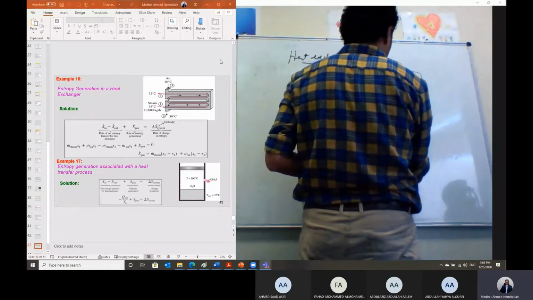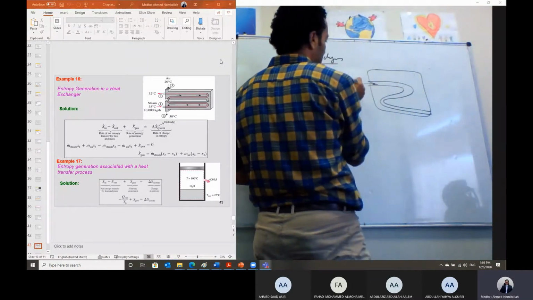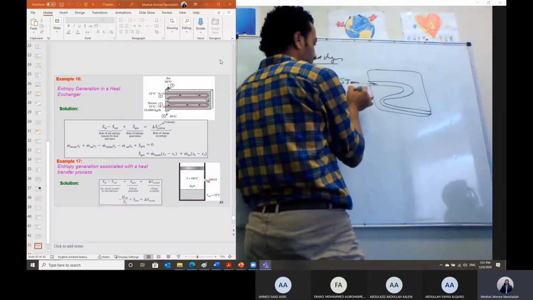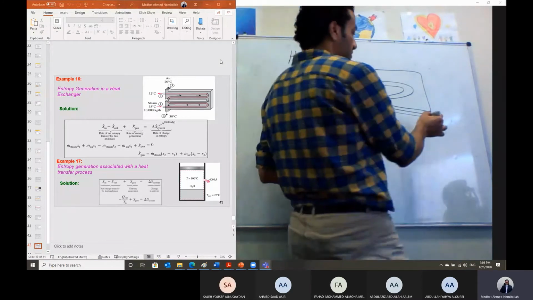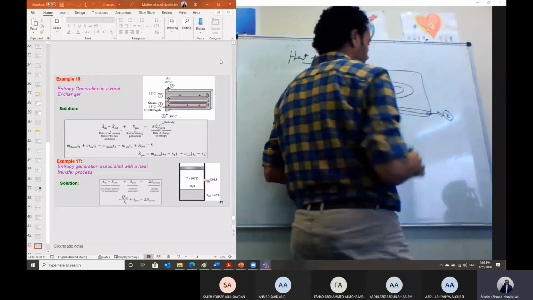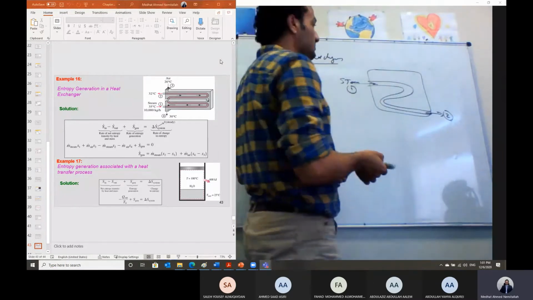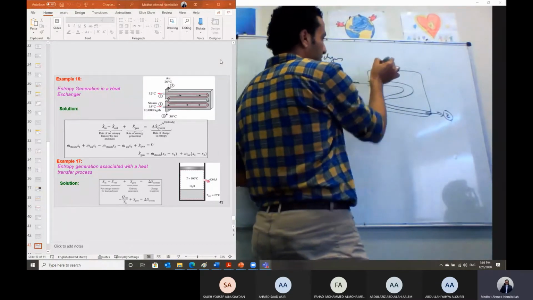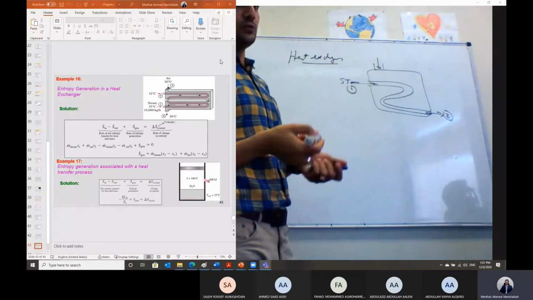fluids. Usually we have one hot fluid. Let's say we have hot steam here coming in at state number 1, and leaving at state number 2. This hot steam, like in a steam power plant, the steam leaving the turbine is hot steam. We need to cool it down.